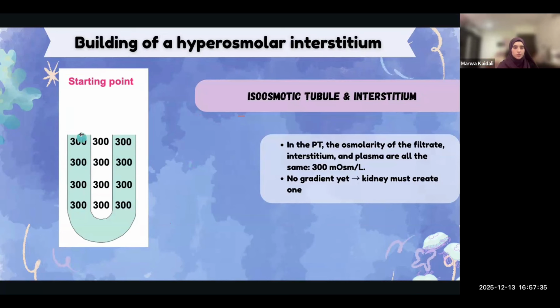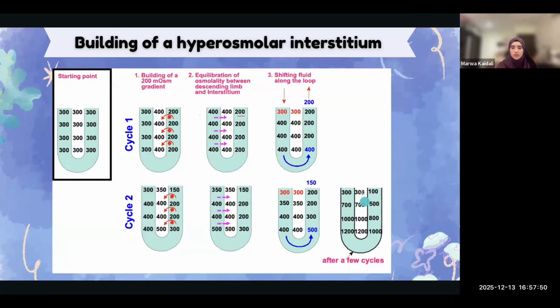So far we are only having the fluid from the proximal tubule come in, and the osmolality all over is the same. So we have equal osmolality all over. So we do not have any gradient yet, which is not what we want. We want to concentrate, we want to make a hyperosmolar interstitium, which is basically this, by the way. This is our interstitium, and our goal is to make it hyperosmolar, which means concentrated.